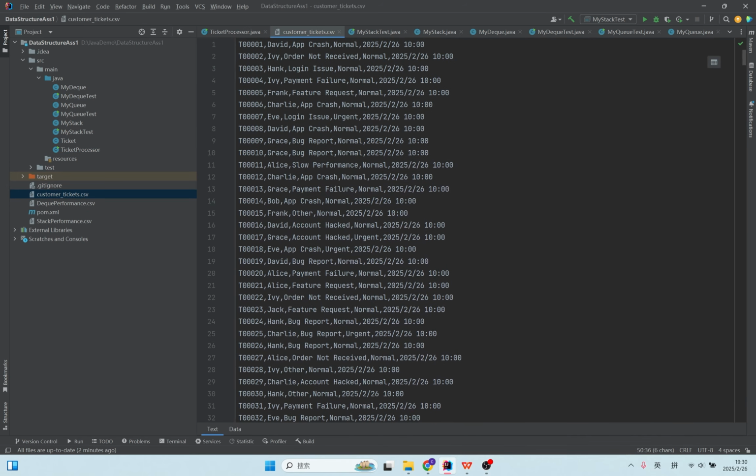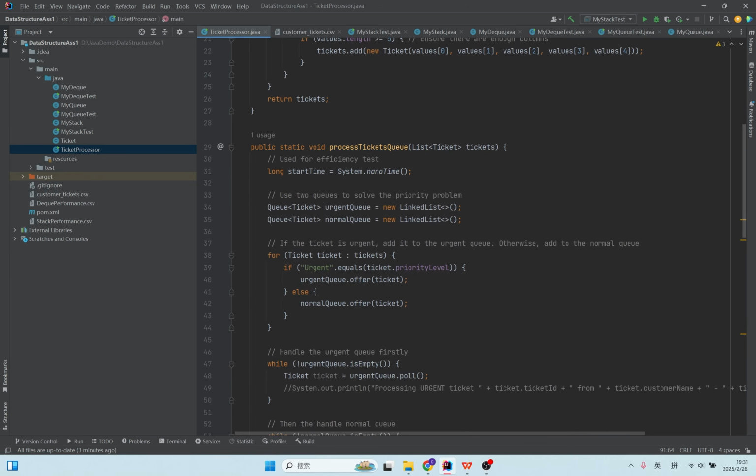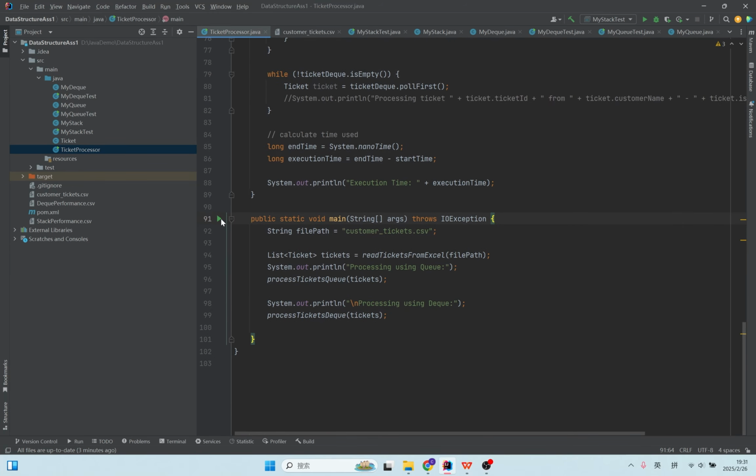Here, this is the ID, the username, and the reason, but that's not important. The most important thing is here, normal and urgent. It means that if it is urgent, we need to handle it first, and if it is normal, we need to handle it with the rule of first in, first out. And then let's just run this.